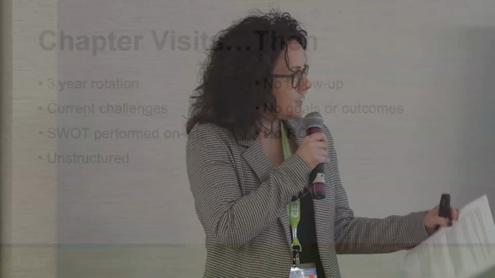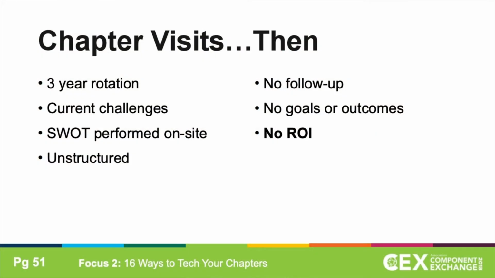Previously, chapter visits were based on a 3-year rotation for our 47 chapters, conducting about 7 visits per year. These were each sponsored by National. Chapter visits consisted of sending a national representative either from our board or our chapter leadership team to meet with chapter board members to discuss their current challenges. They might conduct a SWOT analysis in most cases, and then perhaps provide other training if time allowed.